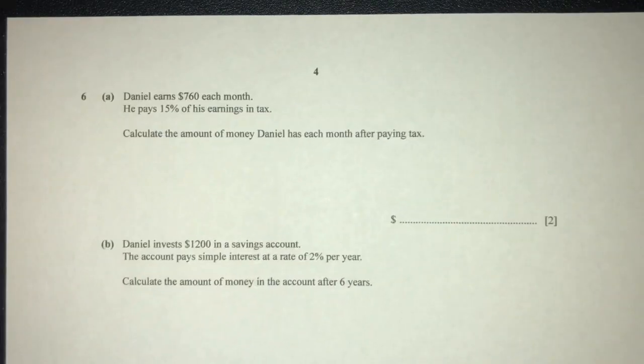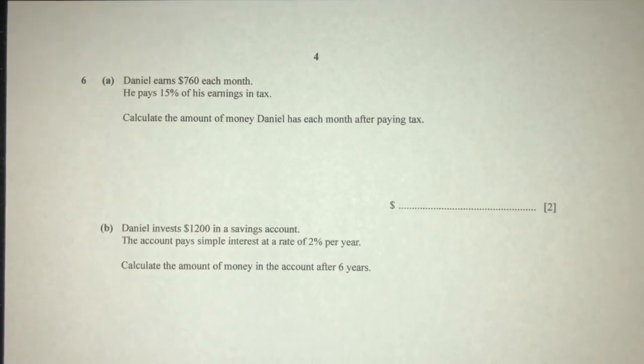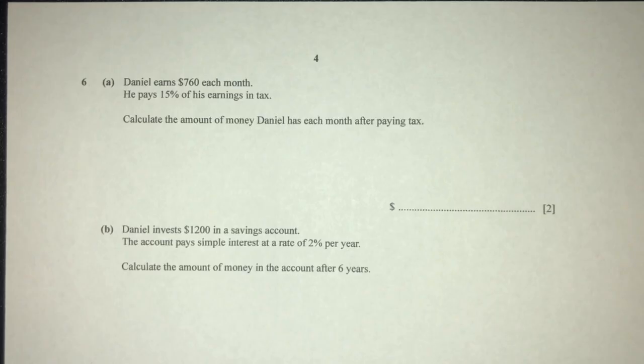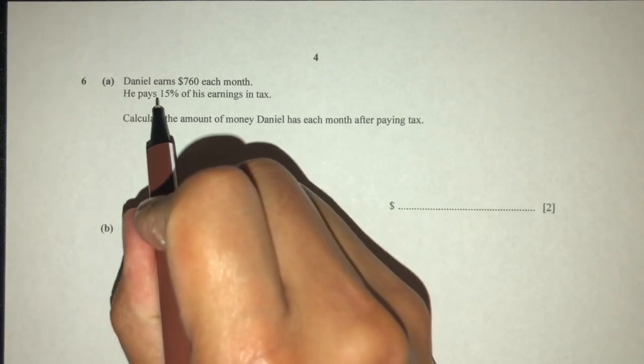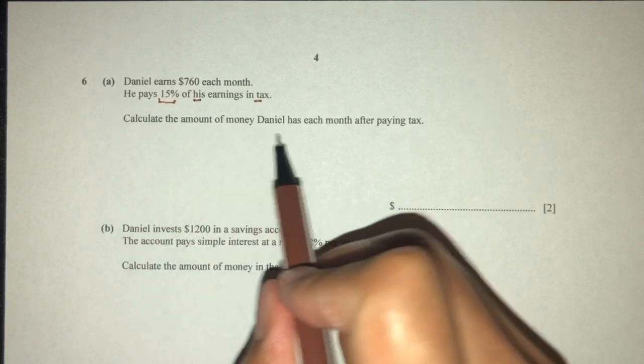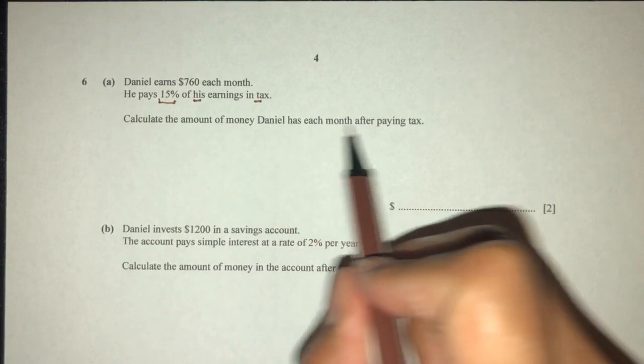Now let's move on to question number 6. So here what do we have? We have part A. Daniel earns $760 each month. This is his income. He pays 15% of this earning in tax. Find the amount of money Daniel has after paying tax.